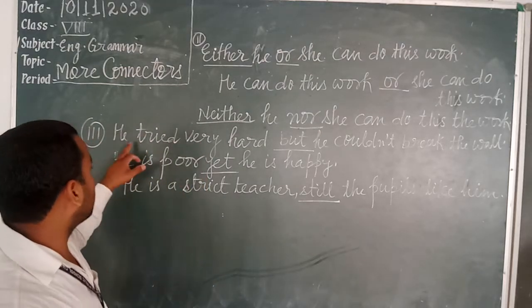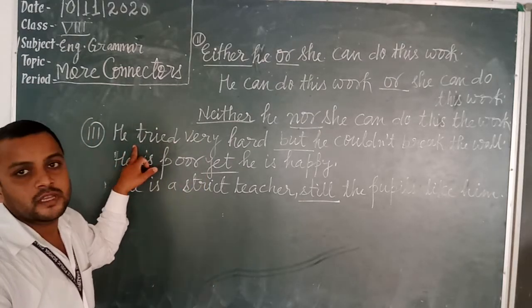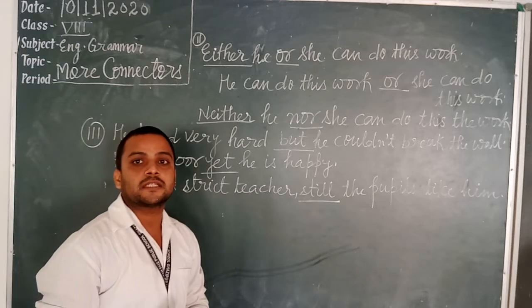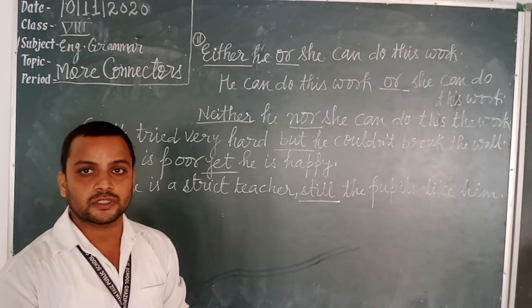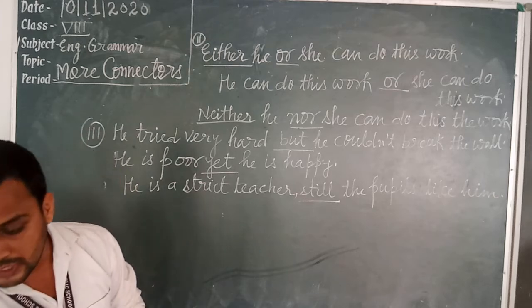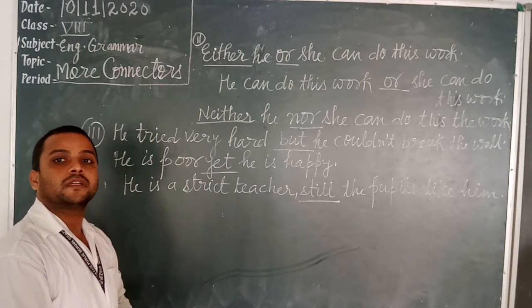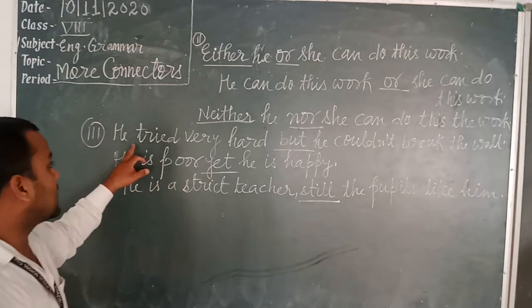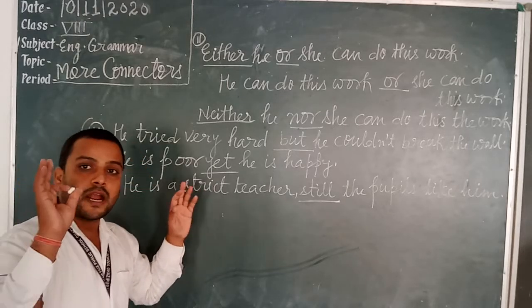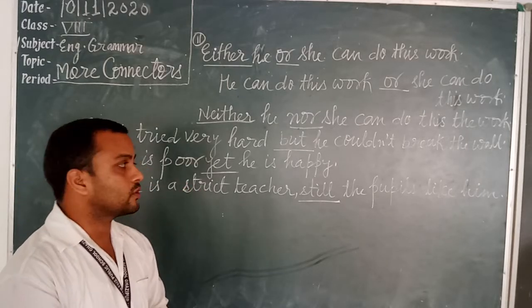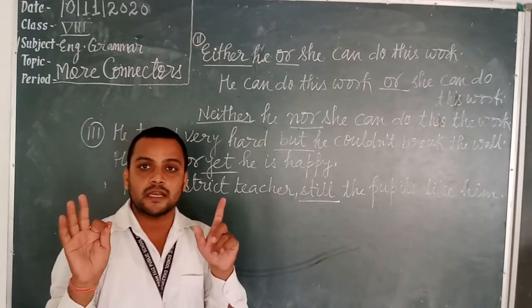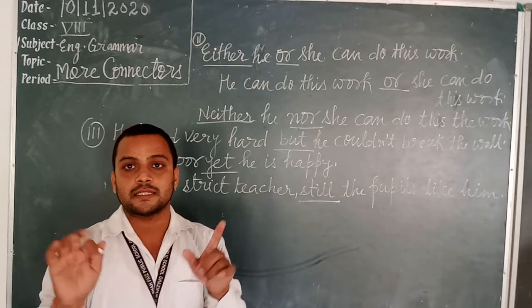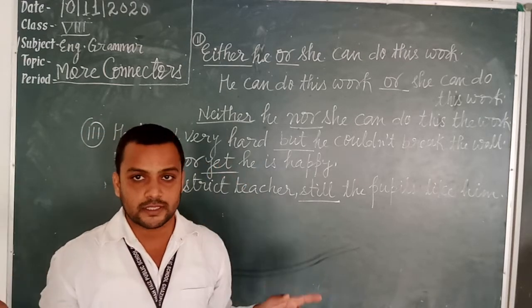After that, the third one is adversative, in which the conjunctions are but, still, yet. Okay? But, still, yet, however, nevertheless. See the example. Adversative conjunctions are used when the two sentences are opposite, when there is a sense of contrast.